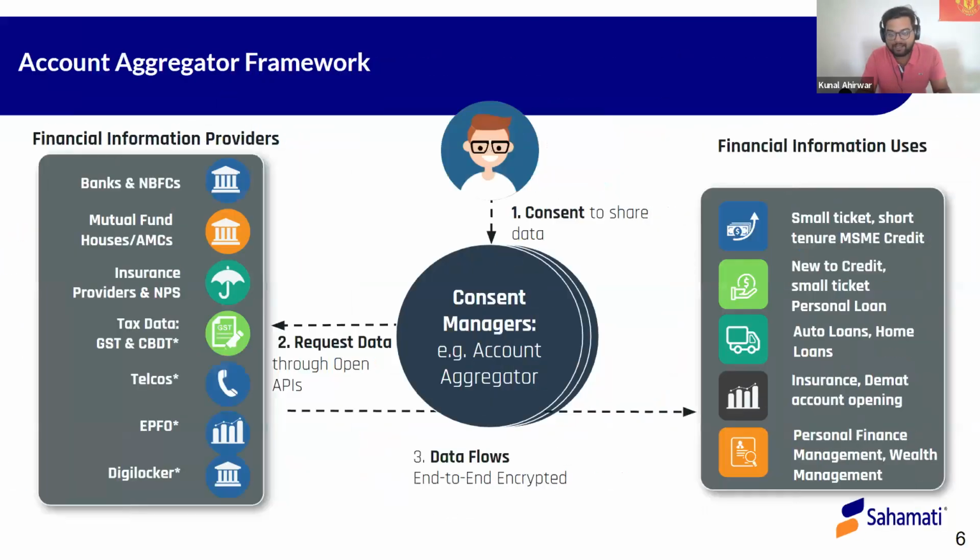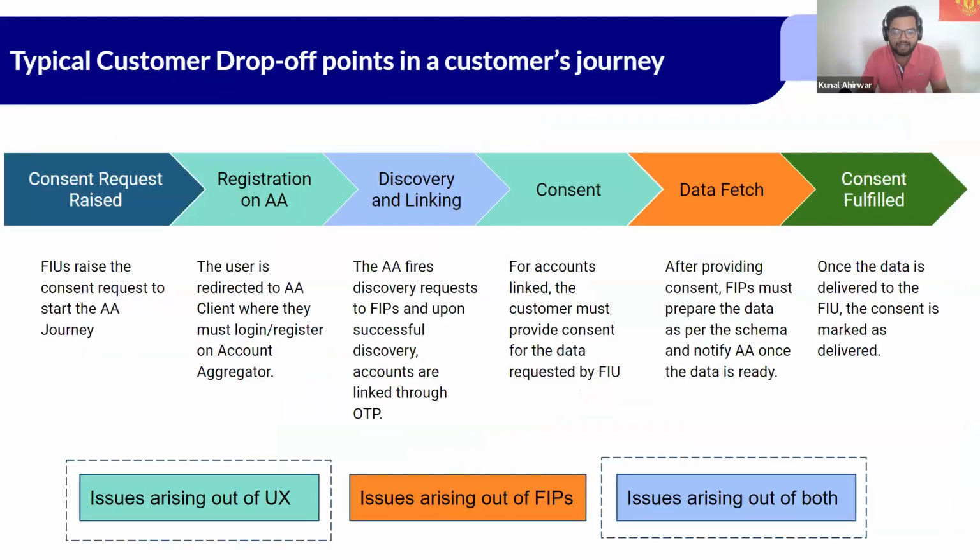So, as we know, the account aggregator journey can be broken down into multiple steps. At each step, there is a potential for user drop-off. Once a consent is raised on the FIU, the customer needs to register on the account aggregator's domain. There's a discovery and linking process. There is a consent process. There is the data fetch and the data fulfillment, consent fulfillment process. Now, at each of these steps, there's a potential for drop-offs.